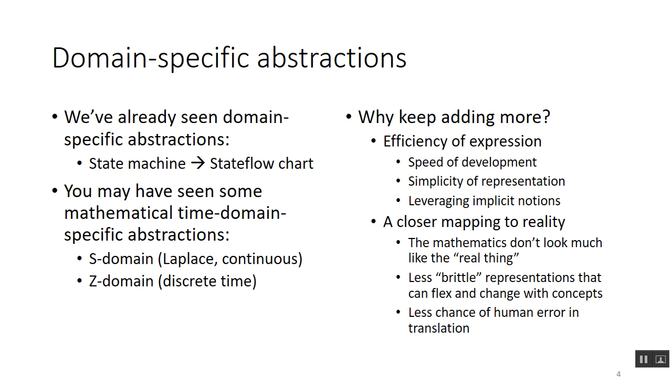Well, there's more than we're going to cover just because of the variety in the world, right? But the main reasons we want to keep adding more are the same things we've been talking about, like speed of development, simplicity of representation. We want to be able to leverage the implicit notions of whatever kind of space we're in. And then this is really key for today. It's funny, the more detailed and the more abstract you get, it looks less and less like the thing you want it to look like.